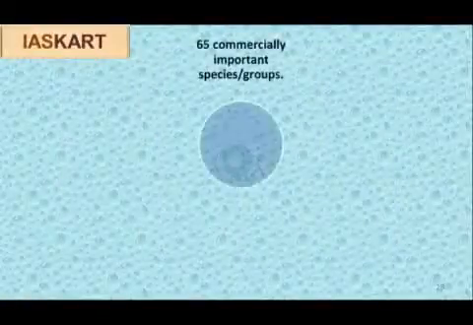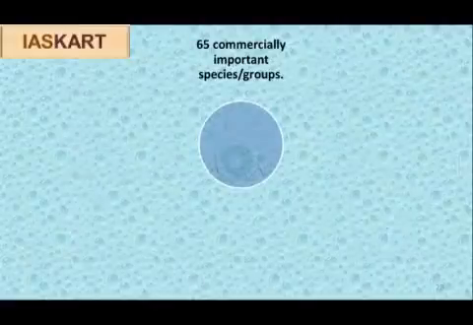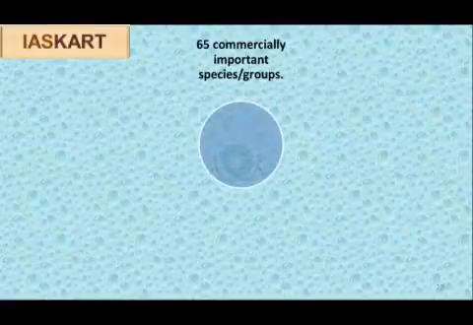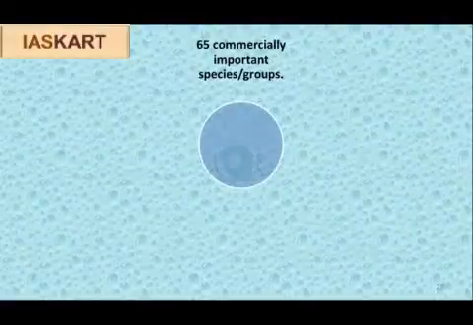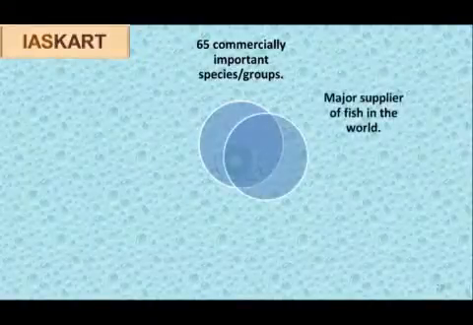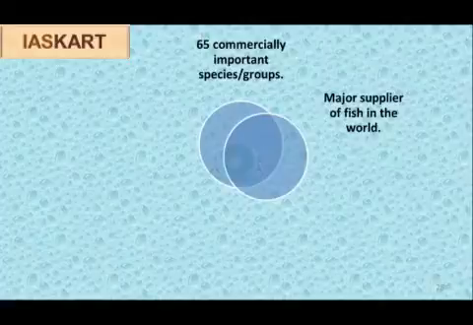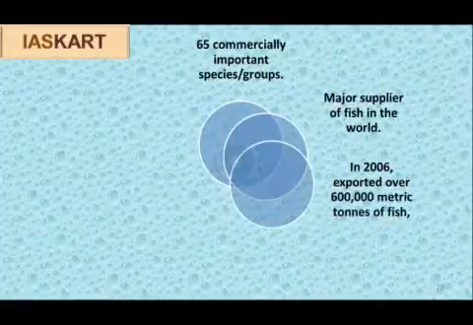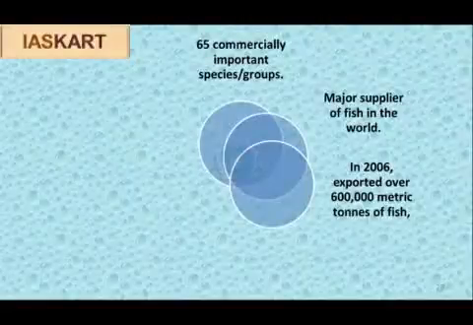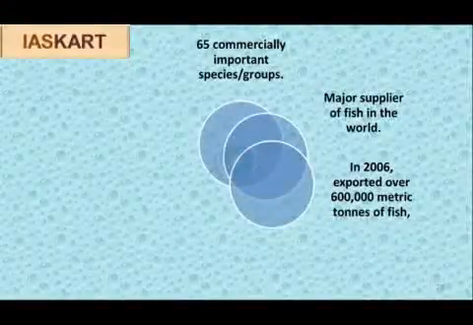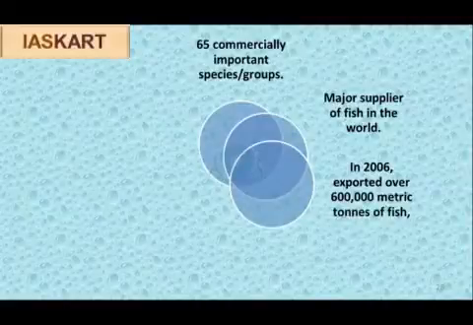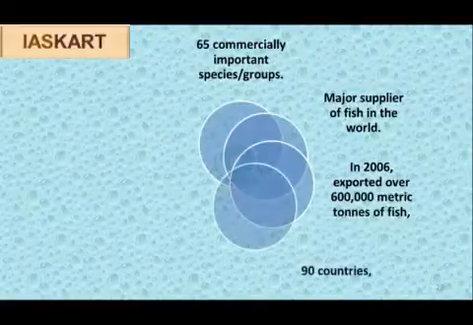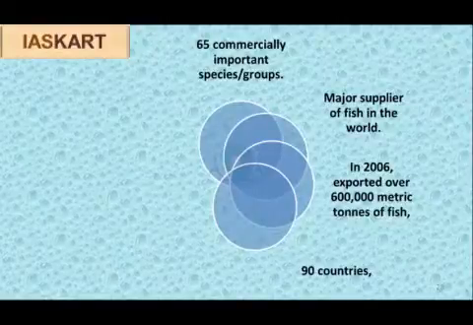The marine fish harvested in India consists of about 65 commercially important species or groups. Pelagic and midwater species contribute 52% of the total marine fish. That was in 2004. India is a major supplier of fish in the world, and the country exported over 6 lakh metric tons of fish to some 90 countries, and it earned $1.8 billion there.